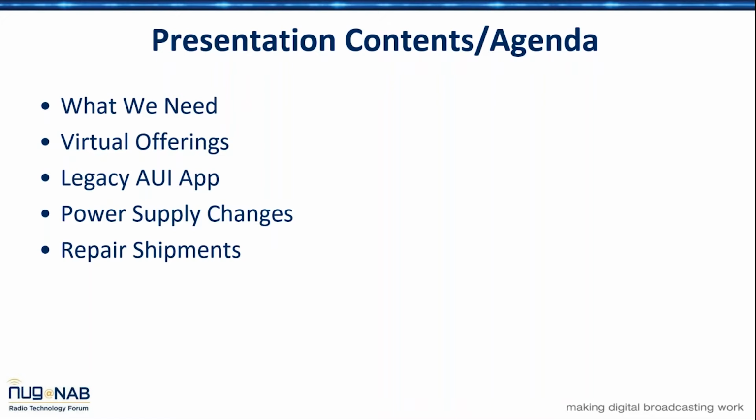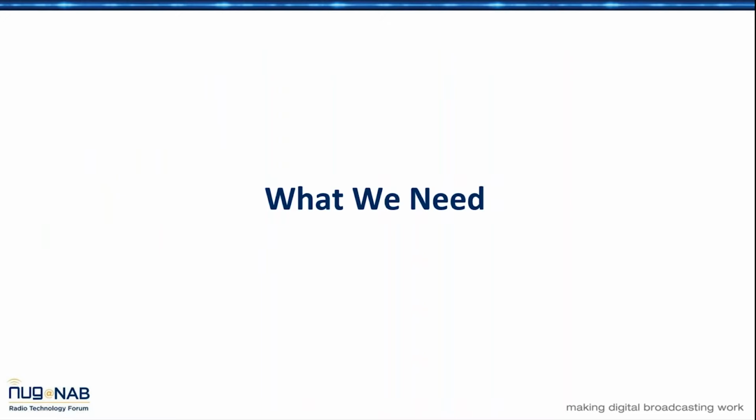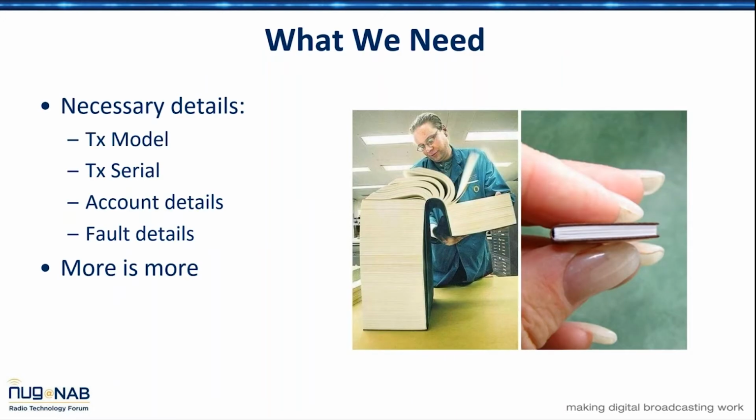So starting off, the things that we need. Need transmitter model, transmitter serial, account details, so that'll be call sign, who you are, what the company is, and fault details. This is an instance where more is more. On the left is kind of what we'd love to get, and on the right seems to be what we end up with most of the time.